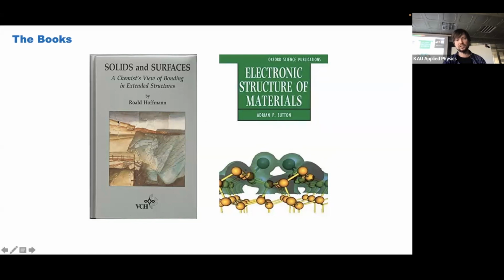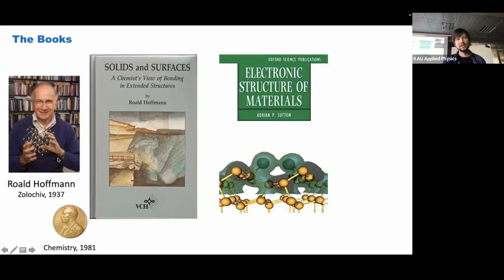So Roald Hoffmann is a Nobel Prize winner. He was born in Zolochiv, today in Lviv Oblast in Ukraine, and in 1937, at that time, it was Poland. Then he and his family moved away from the Soviet Union because they were scared for their lives. So they moved to Canada, and he made his career in Canada. And in 1981, he got a Nobel Prize in chemistry.